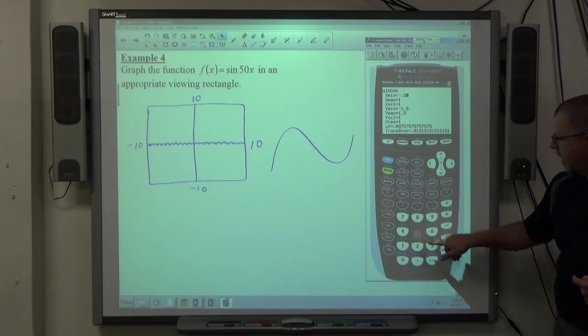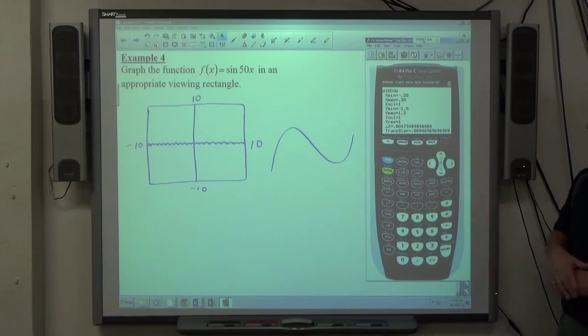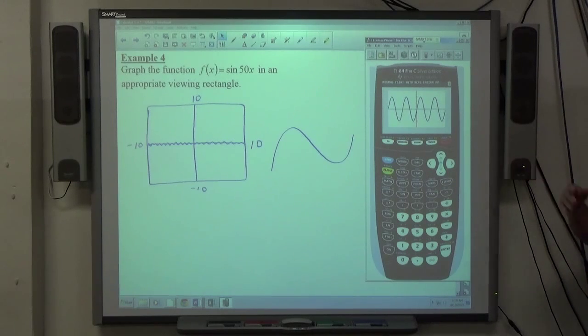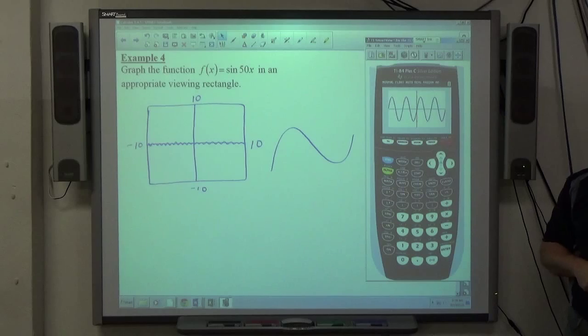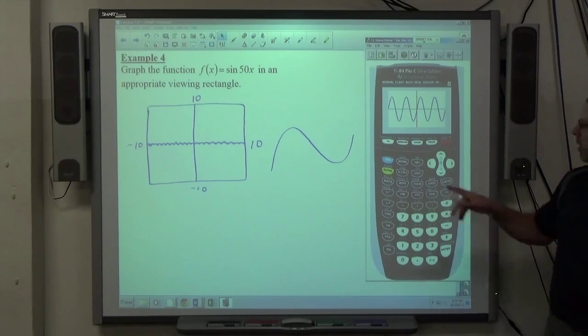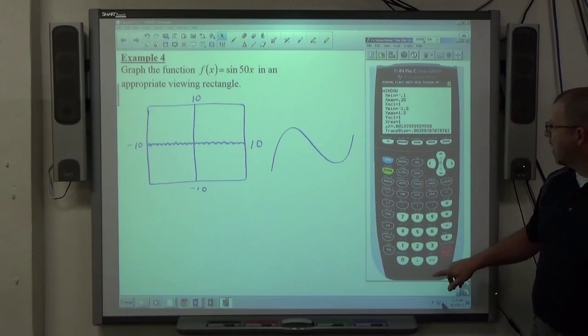0.25. Negative 0.25 to 0.25. Hit graph again, see what happens. Getting better. And that might be good enough for you. Well, that's only 1, 2, 3, 4 periods of it. It's pretty good. If we want to get a little closer, maybe negative 0.1 to 0.1. See what happens.